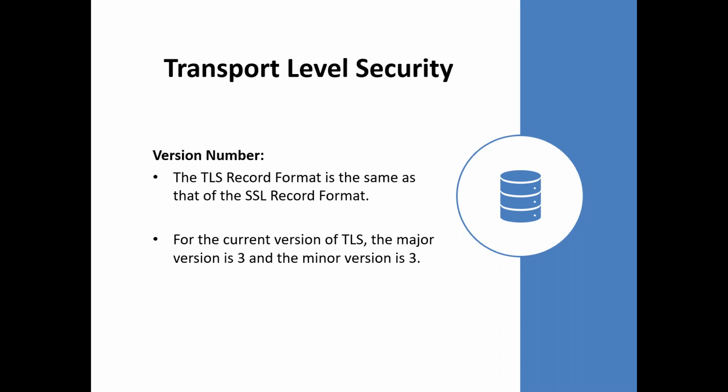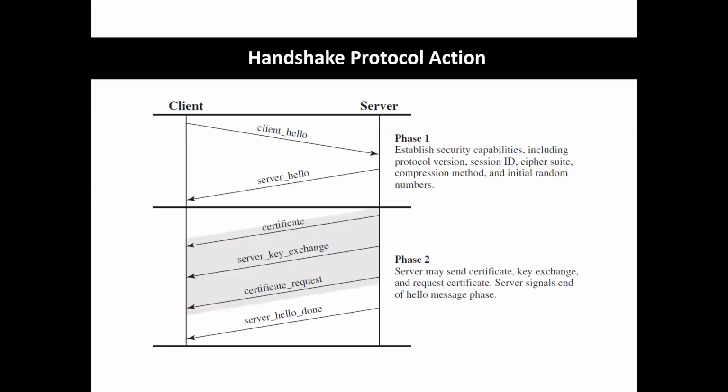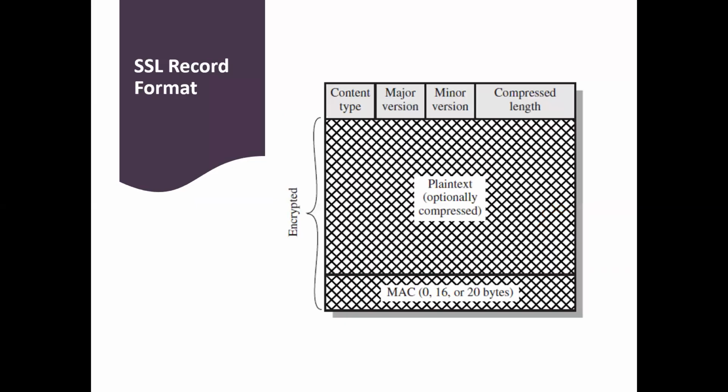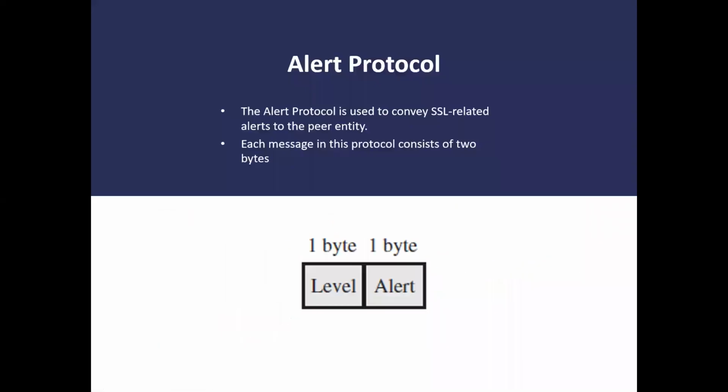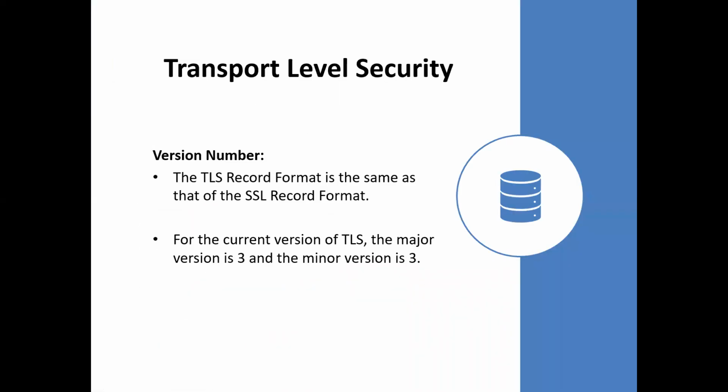First one, version number. The TLS record format is the same as that of the SSL record format. Whatever the SSL record format is, the same thing is going to be in TLS also, the same record format. Here the plain text and the MAC are in encrypted format. Content type is going to be used by the higher layers. Major version and minor version are going to be specified. Compressed length is the length of the compressed data. Same record format in TLS also, with respect to transport level security.